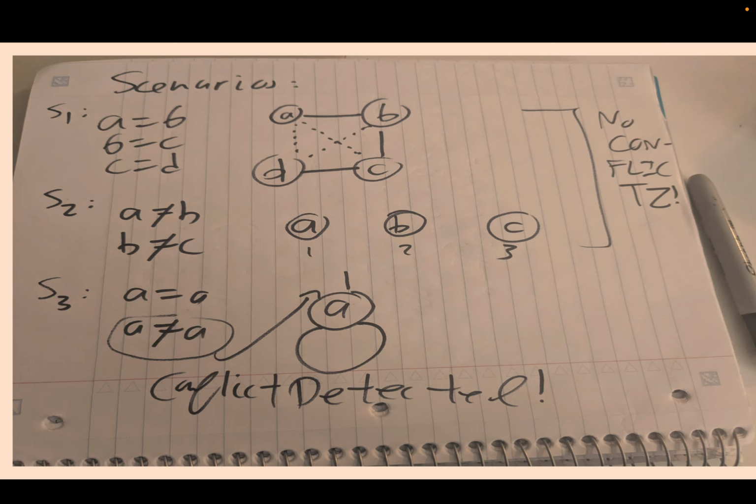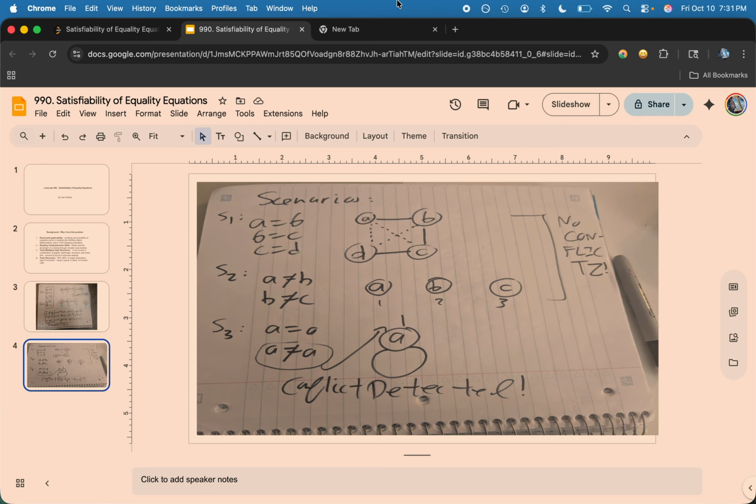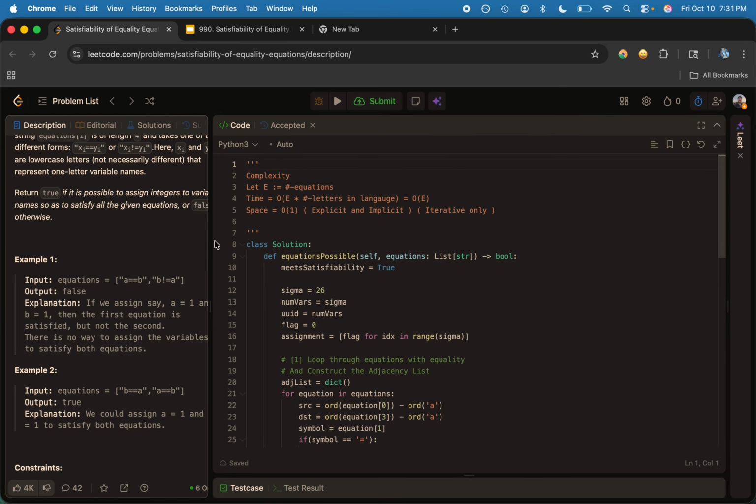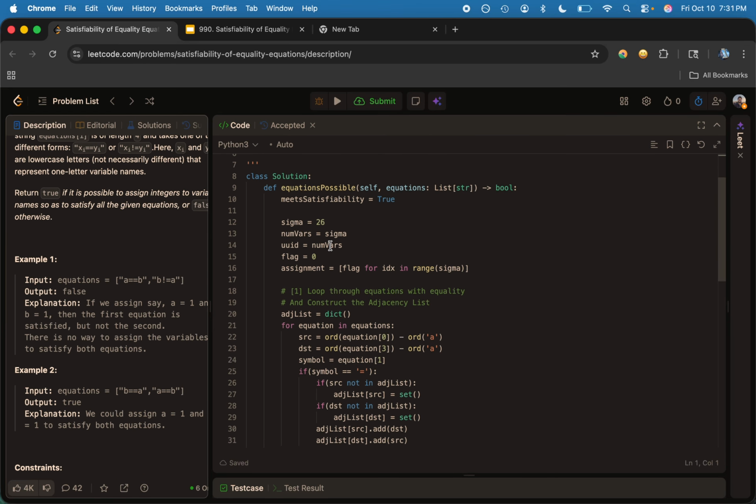All right, so now that we have an understanding of the diagrammatic approach for how to tackle the problem, let's take a look at a code-based approach.